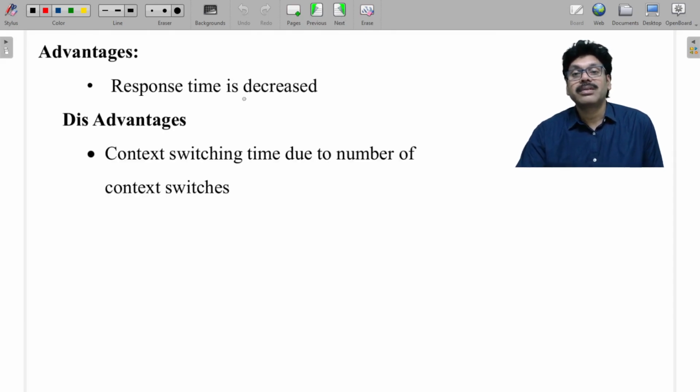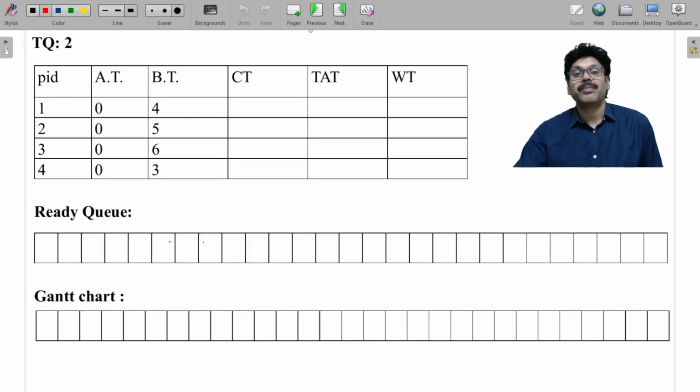What is the advantage here? Response time is increased. Context switching time is affected due to the total number of context switches. Let us see the problem. Initially all the processes are in the ready queue because they have arrived at time 0. P1 is there, P2. According to FCFS, I am dropping the process because it is following FCFS only. Just add a time quantum to that.